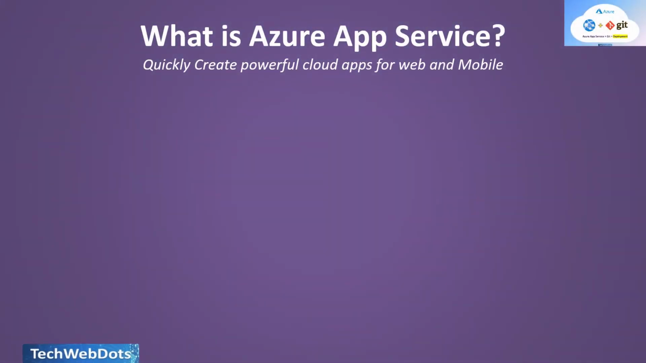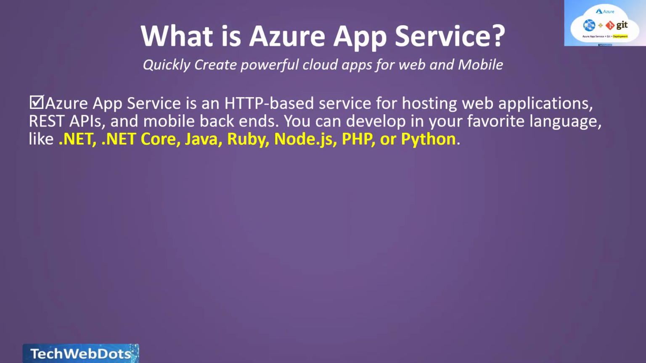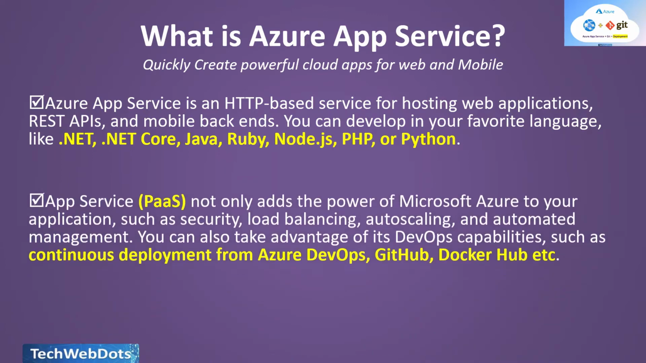So, what is Azure App Service? According to Microsoft, it is used for quickly creating powerful cloud apps for web and mobile. And we can also say Azure App Service is an HTTP-based service for hosting web applications, REST APIs, and mobile backends. You can develop in your favorite language like .NET, .NET Core, Java, Ruby, Node.js, PHP, or Python.